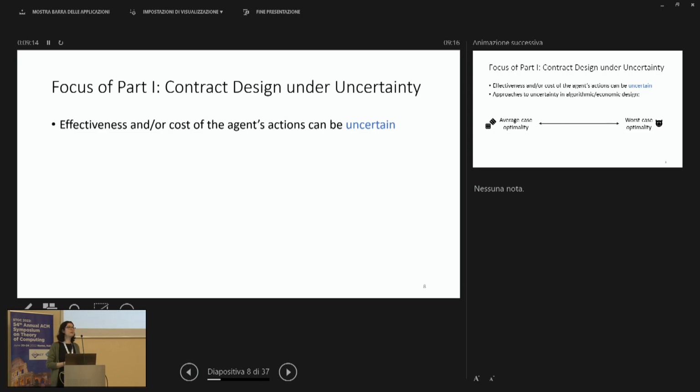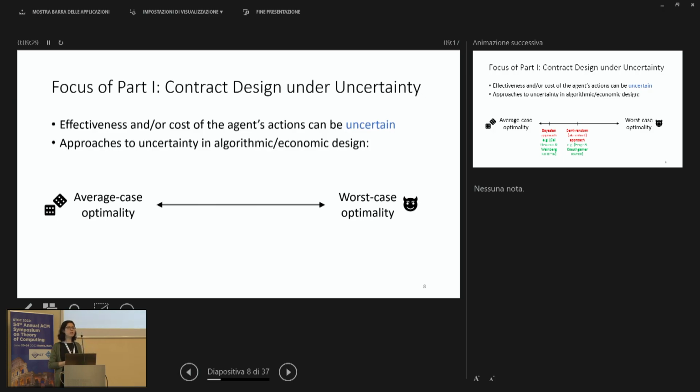Okay? This is very typical of internet online settings. In particular, the agent is taking action for you. You might not know how effective this action is going to be or how costly it is for the agent to take.